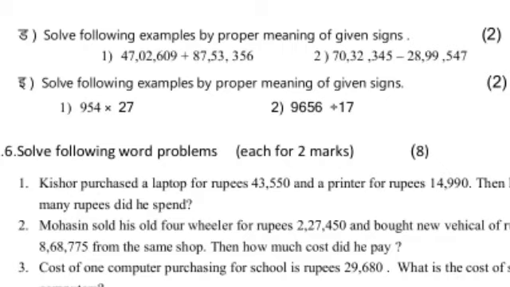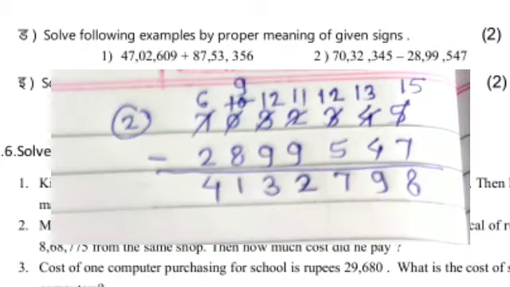Second one is 70 lakh 32,345 minus 28 lakh 99,547. Here subtraction is given because the sign is minus or subtraction. So we have to subtract these two numbers like this. Do every action very carefully by giving carry over.